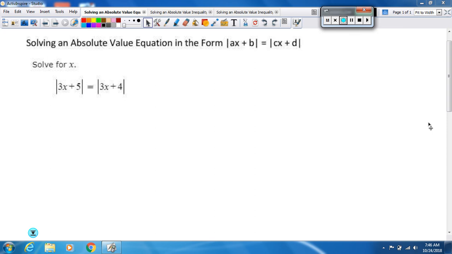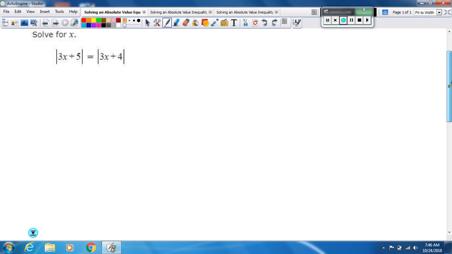Okay, in order to solve an absolute value equation, whenever you have two absolute value symbols on either side of the equal sign, you actually have to split this up into two different equations. So the first thing you do is write the equation just like you see it without the symbols at all. So 3x plus 5 equals 3x plus 4.